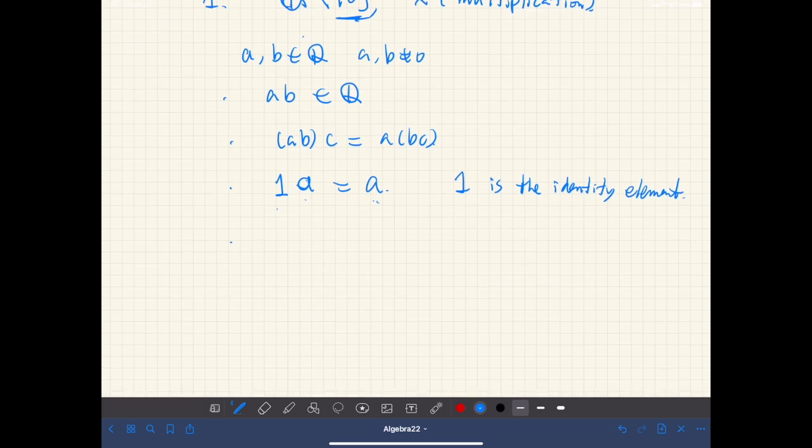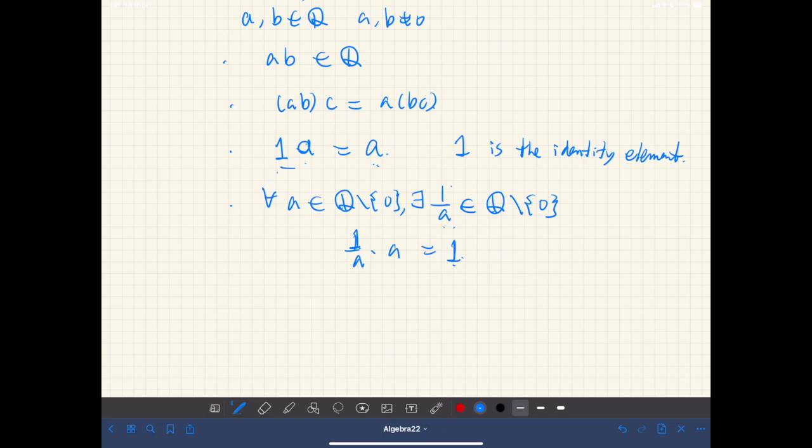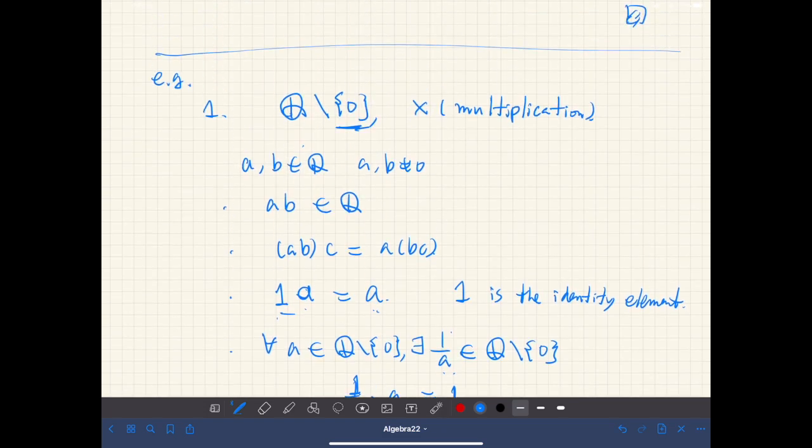And also, for every element in this, we have 1 over a. 1 over a is, of course, a rational number. Since it's non-zero, we can just calculate 1 over a. And 1 over a times a is equal to 1. 1 is the identity element, so for every element there is an inverse element. So this is a group.